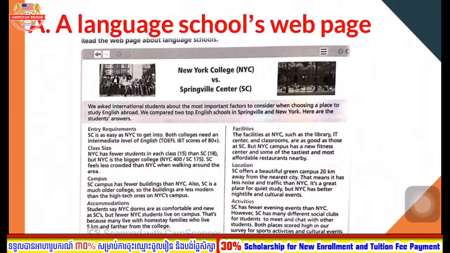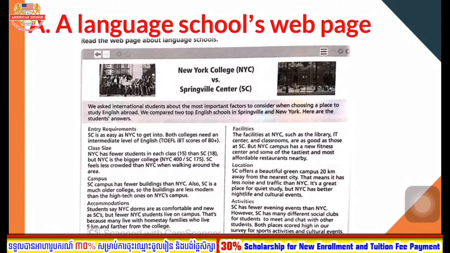Okay, so students, what do you understand from this? What is this text about? So the first is they talk about the entry requirements. So to go inside the university, you have to have what? SC is as easy as NYC to get into. Okay, most colleges need an intermediate level of English. So TOEFL iBT, right? Scores of 80 plus.